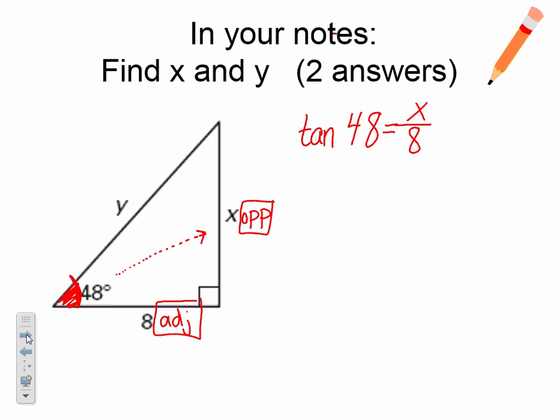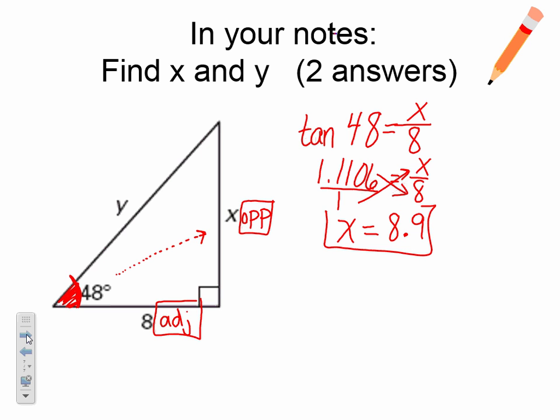And now I have something that I can go ahead and solve. So I'll use my calculator. Tangent of 48 is 1.1106 equals x over 8. And I'm going to stick this one over 1 so I can cross multiply. So I'd end up with 1x equals, and the answer would be 8.88, or 8.9, depending on how the directions ask us to round. So that's what the x value is, okay?